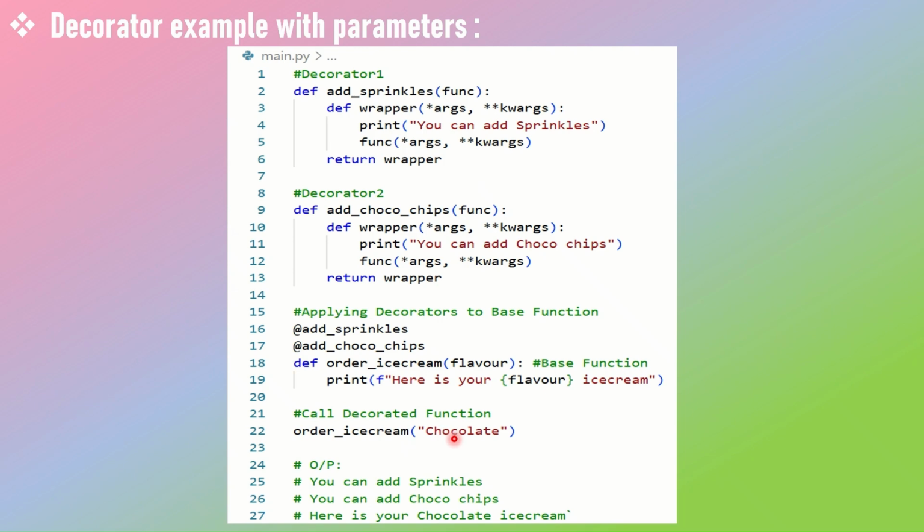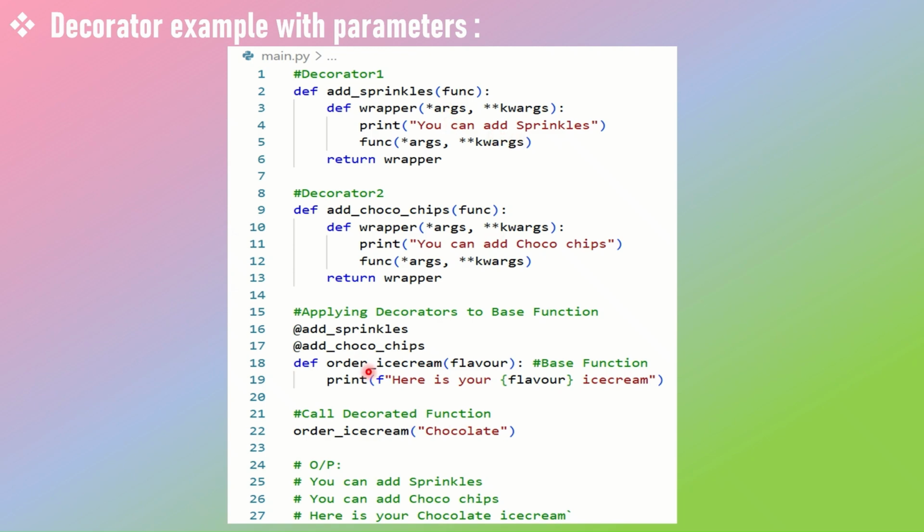So whenever I call this decorated function, it finally returns the wrapper function. Initially we have the decorated function add sprinkles. So first of all, this function will be called, and then it returns the wrapper. Whenever we are calling this decorated function by passing this parameter, it's returning the wrapper function. And whenever that wrapper function is called, it will bring this you can add sprinkles statement first of all.